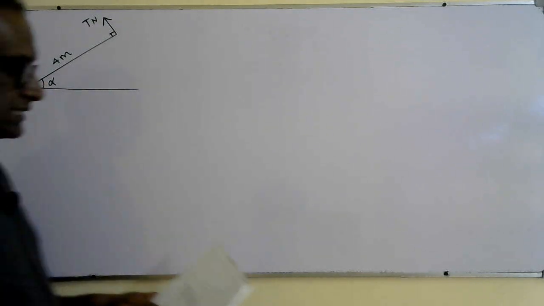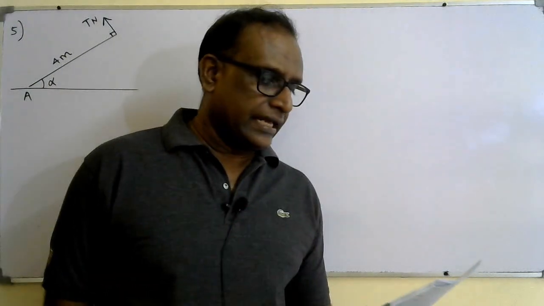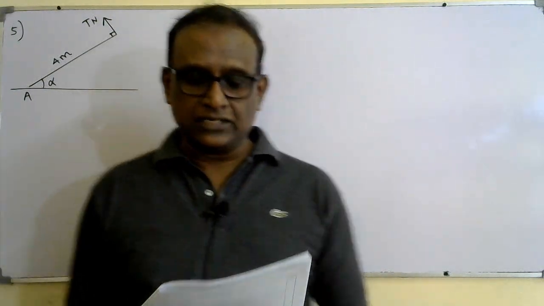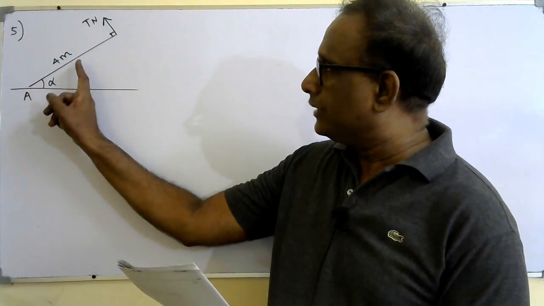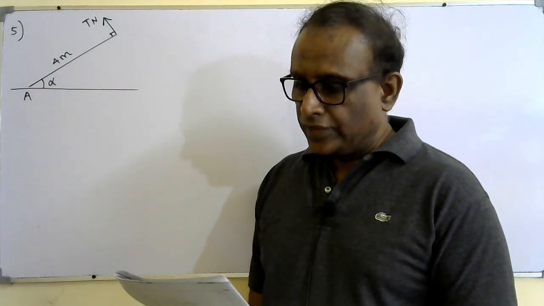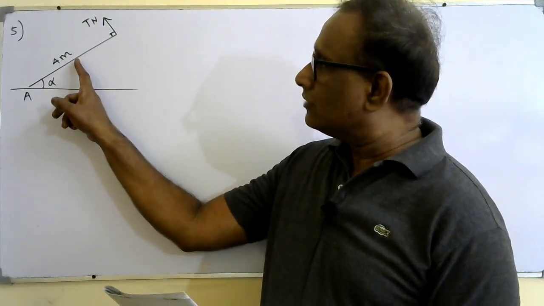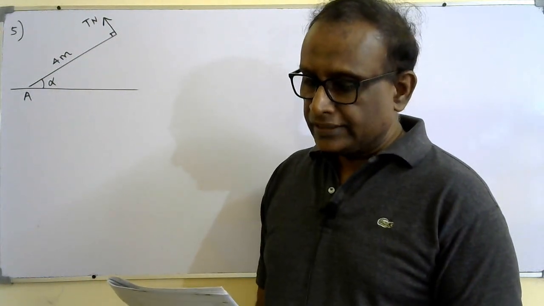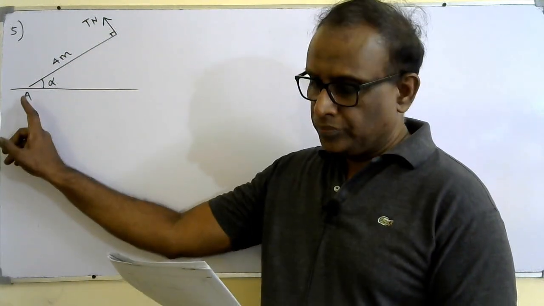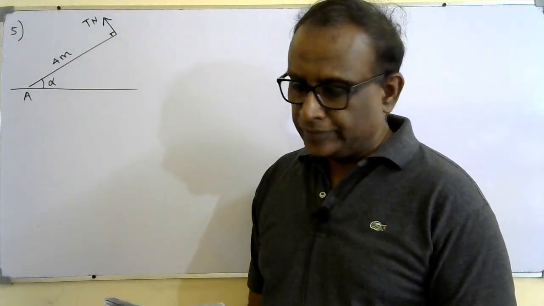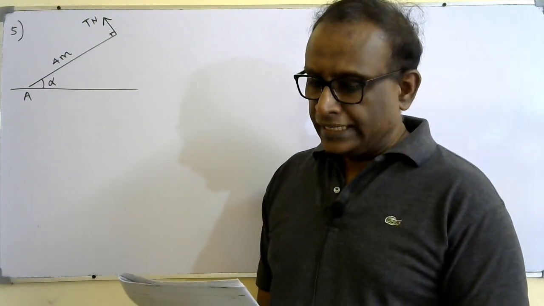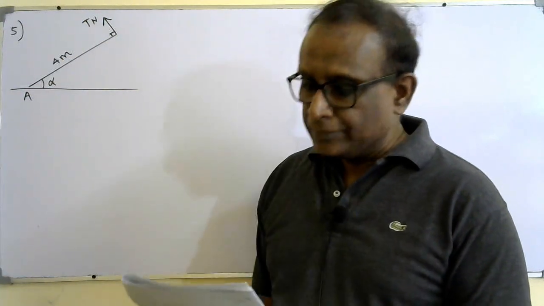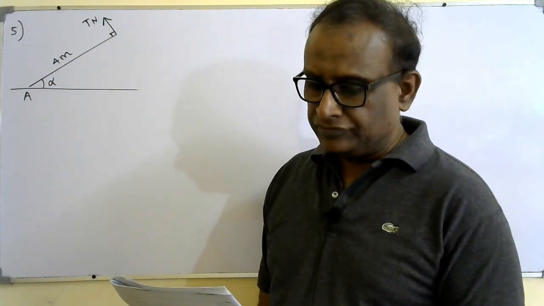Okay, question number 5. This diagram is given. A uniform rod AB has length 4 meters. So uniform rod means the mass will act at the center of the rod, at 2 meters from A. Weight is 50 Newton. The rod has its end A on a rough horizontal floor. The rod is held in equilibrium at an angle alpha to the ground by a light inextensible cable attached to the rod at B, as shown in the figure.